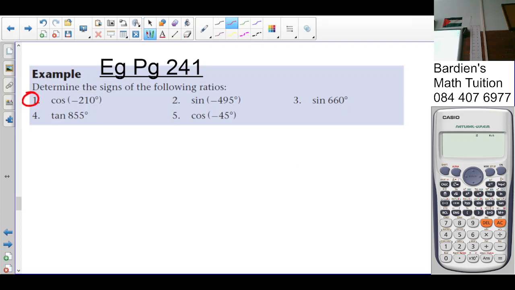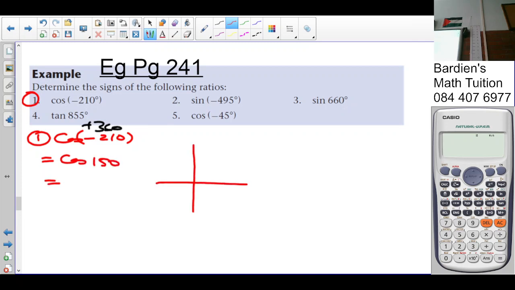Number 1 says cos of negative 210 degrees. So what's the first thing I do? Add 360. What do I get? 150. So it becomes cos of 150. In which quadrant is 150? Second quadrant. How do I get in the second quadrant? 180 minus. So it becomes cos of 180 minus 30.